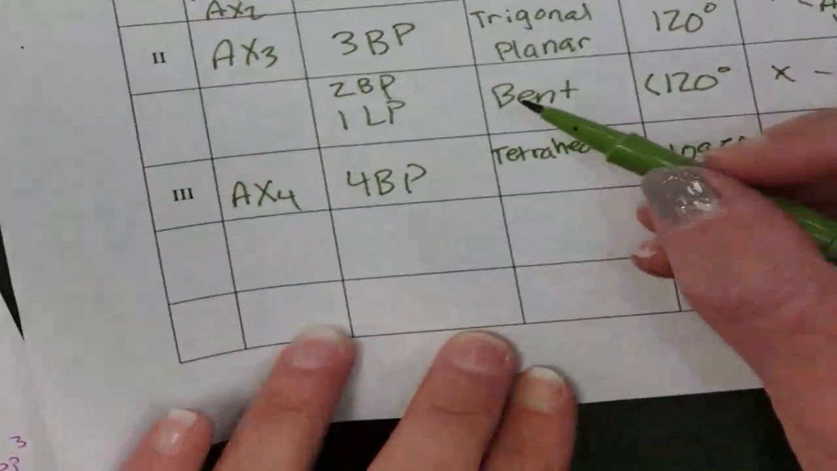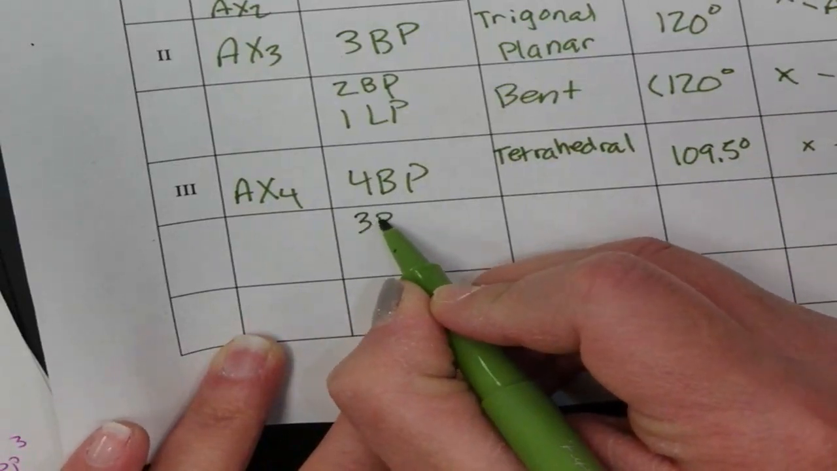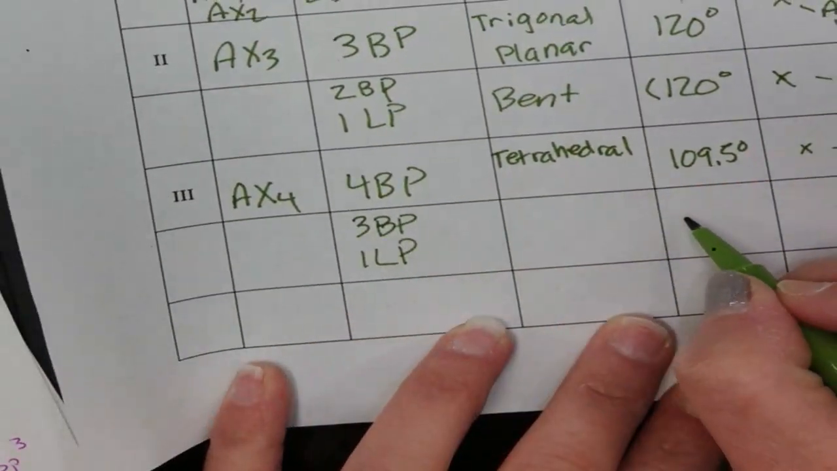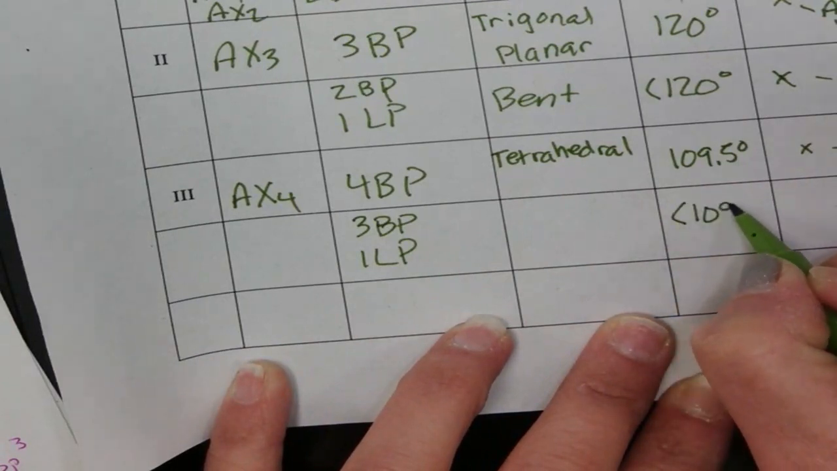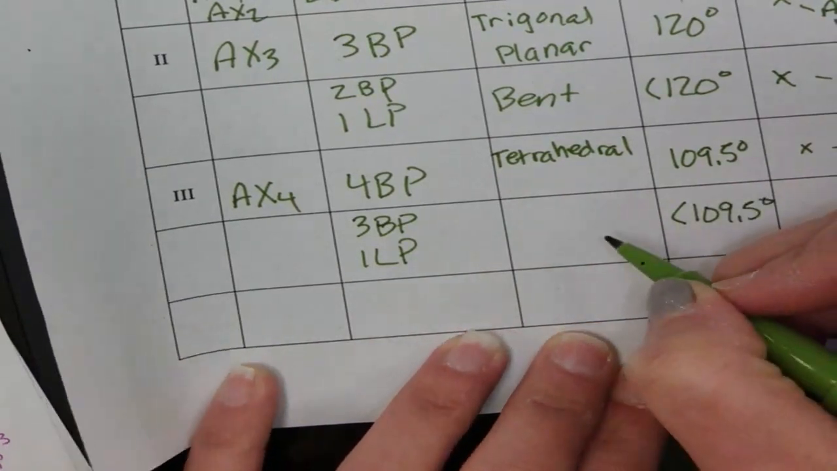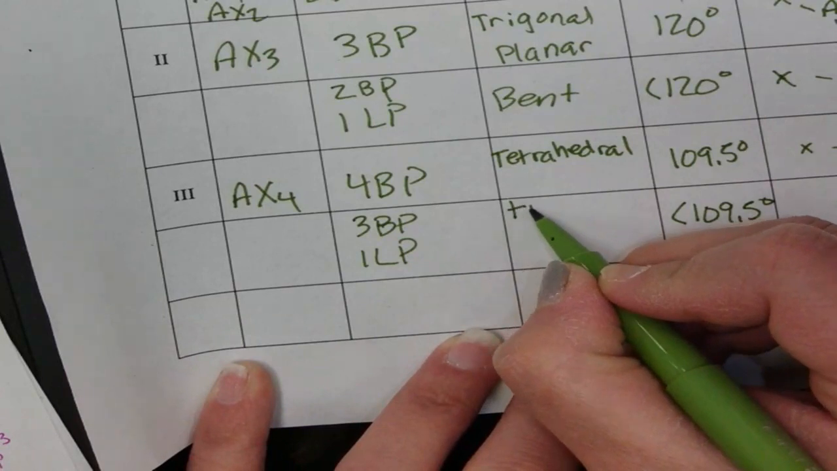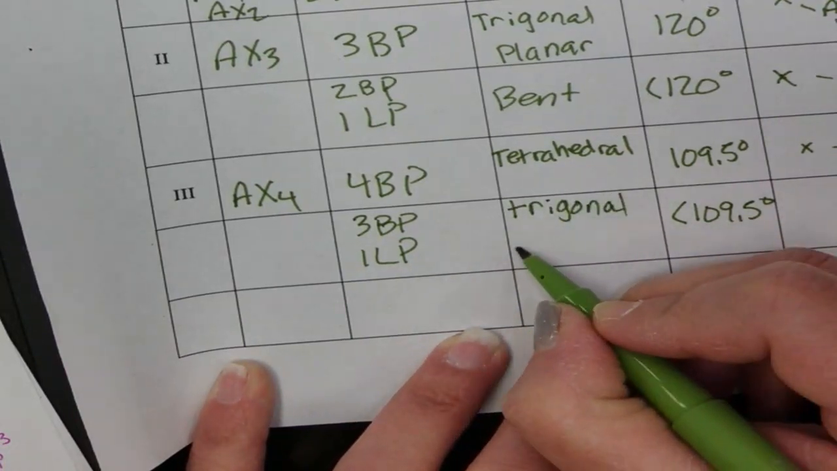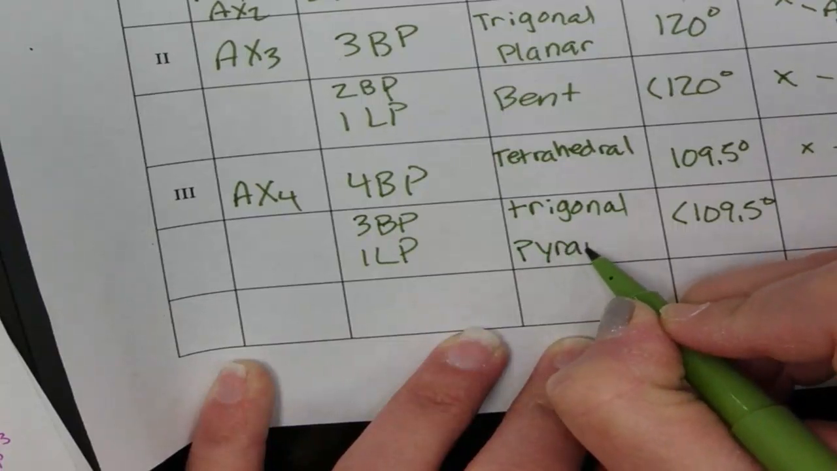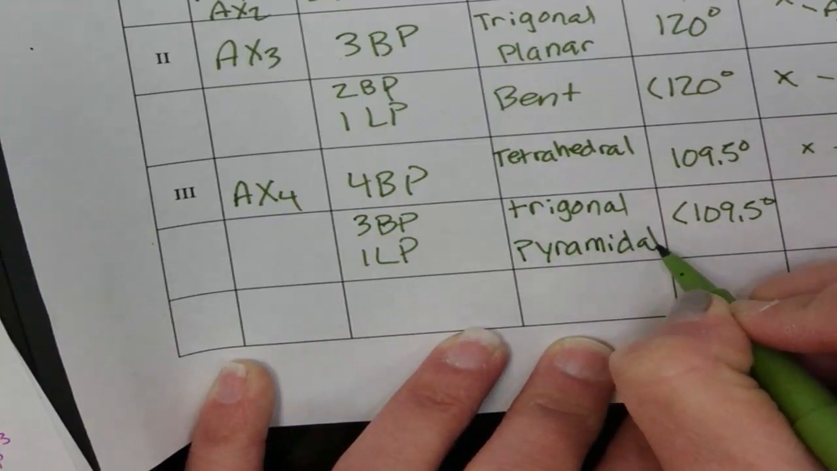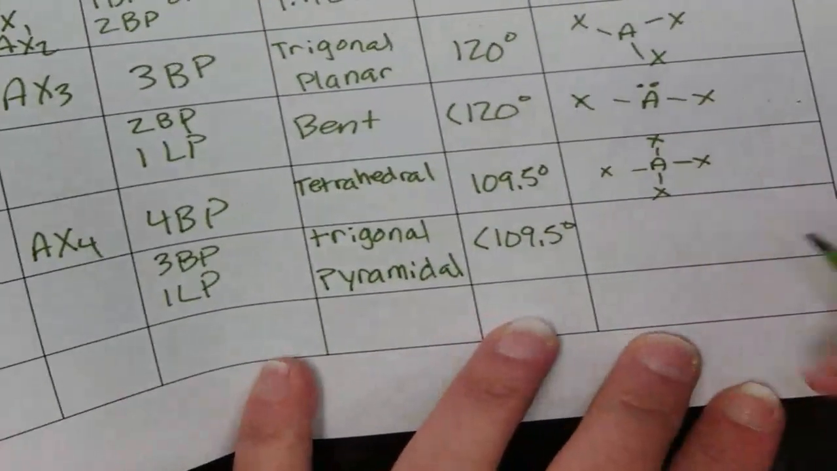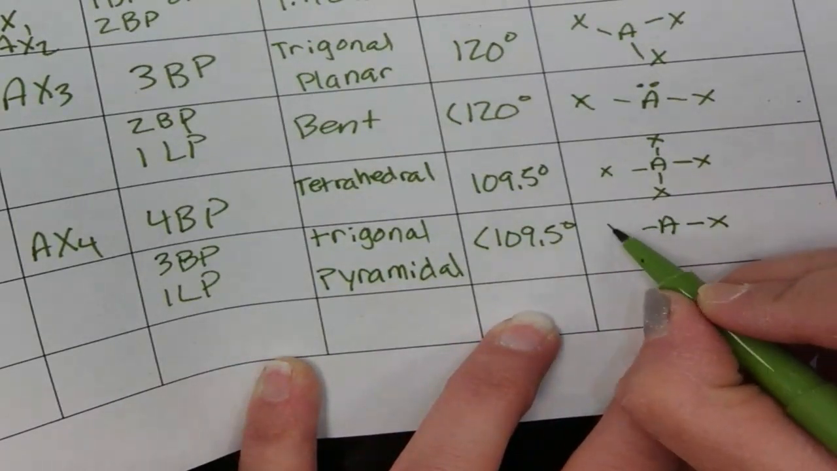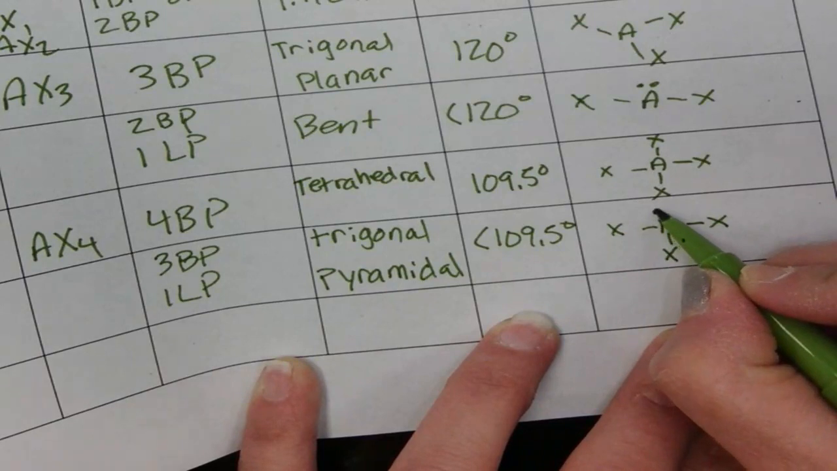So when I have 3 bonding pairs and 1 lone pair, my bond angle is less than 109.5, and we would call that molecular structure trigonal pyramidal. And if I ask you to draw this on your paper, you're going to just put your X's surrounding that central atom and your lone pair.